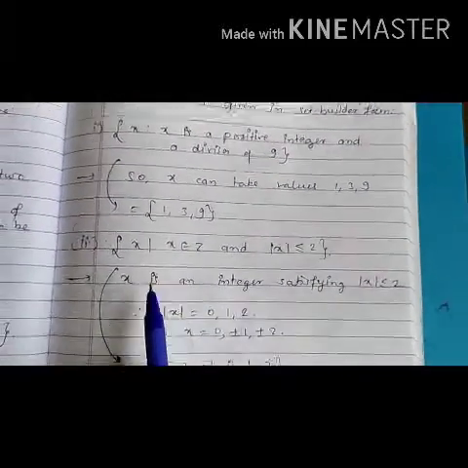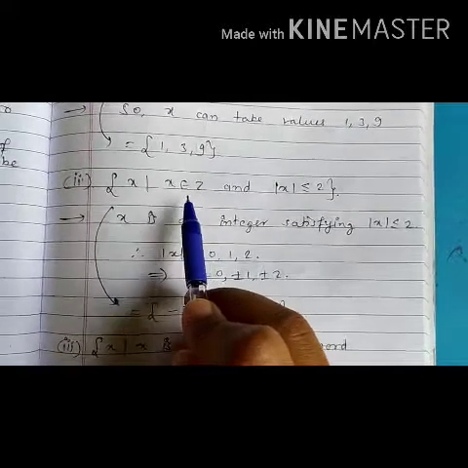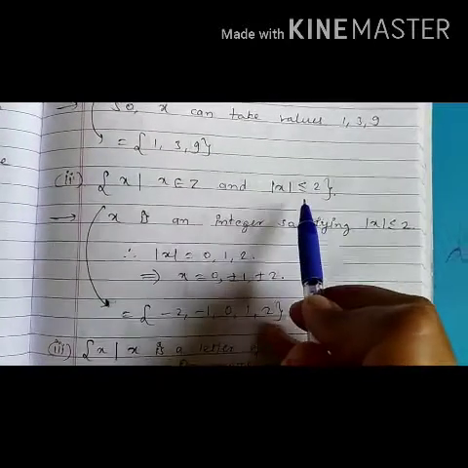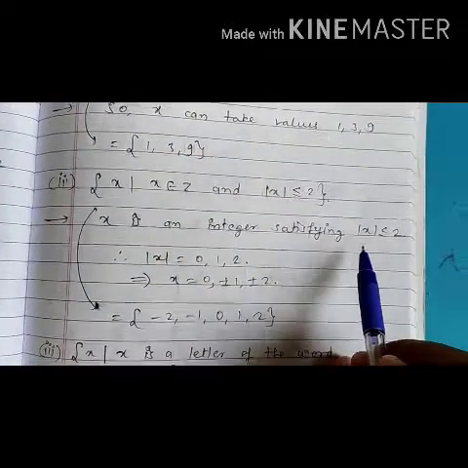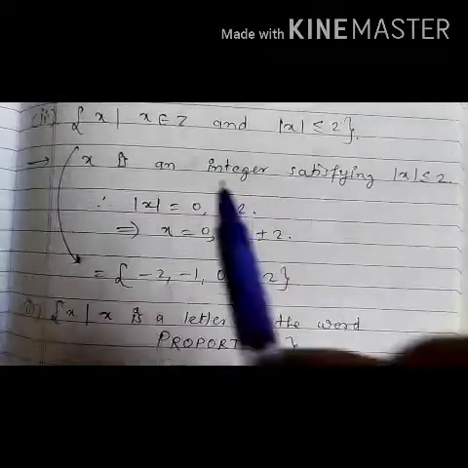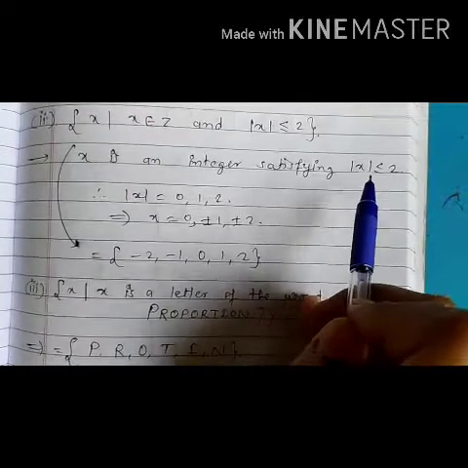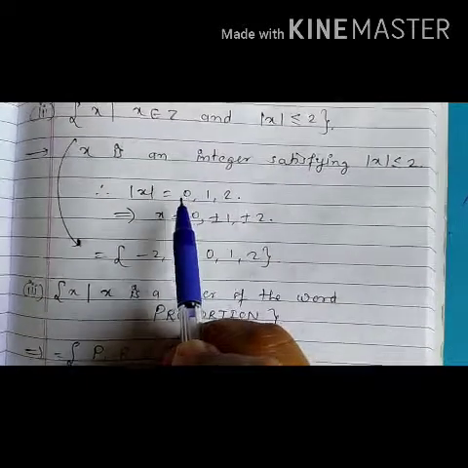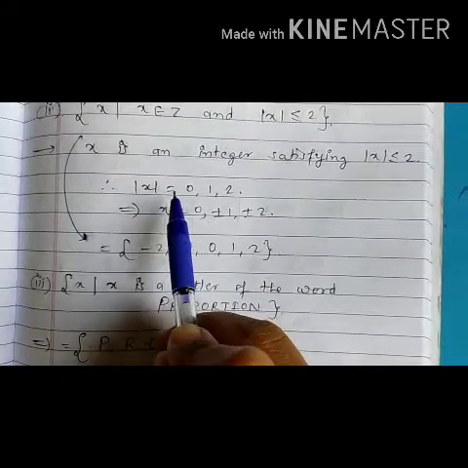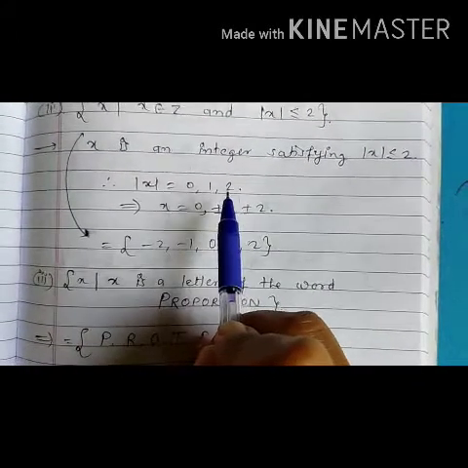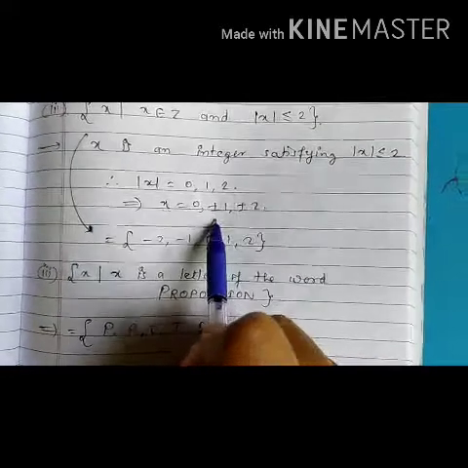Understood? Now the second example, set of x such that x is an integer and mod x is less than or equal to 2. Here x is an integer satisfying the condition mod x less than or equal to 2. We know that mod x is always non-negative, so for mod x less than or equal to 2, the values are 0, 1 and 2. So the possible values for mod x are 0, 1, 2, for which x can be 0, plus minus 1, plus minus 2.